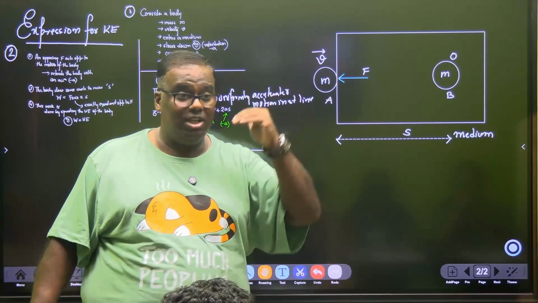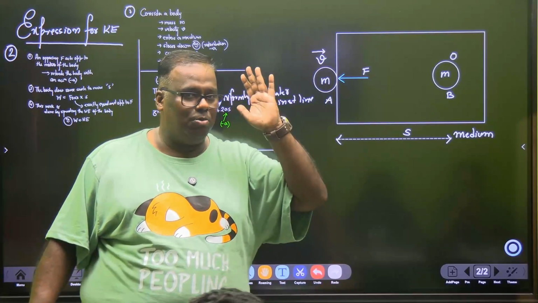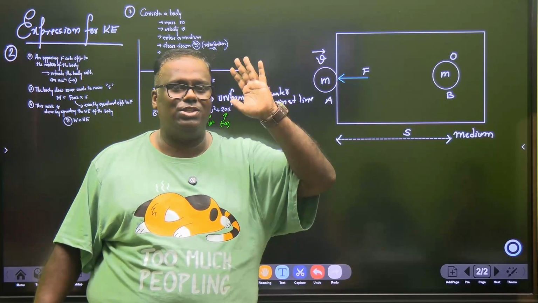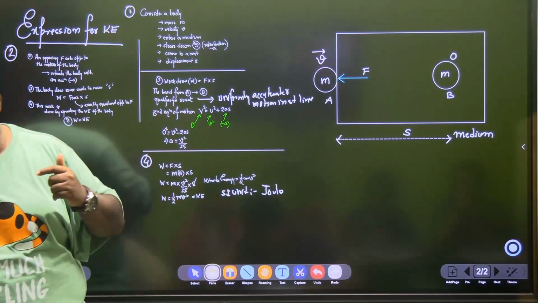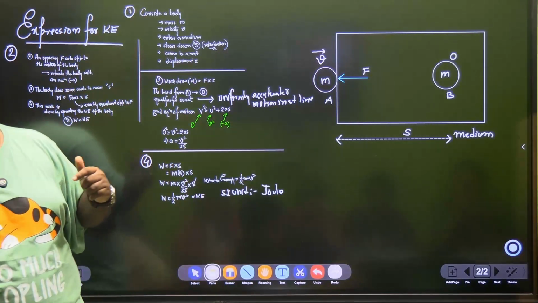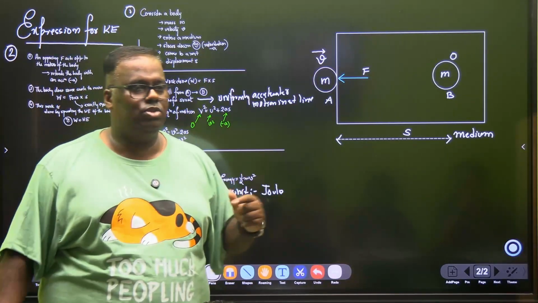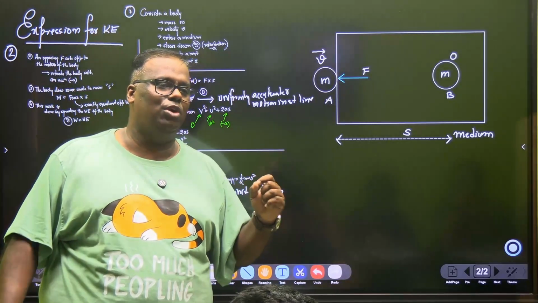You have to come to a generic term. That means the F has to be abolished. The S also has to be abolished. And we need to come in terms which you can tell about a body. If he is moving, I can always say what is his mass and what is his velocity. Those are the easiest things to quantify for a body in motion.